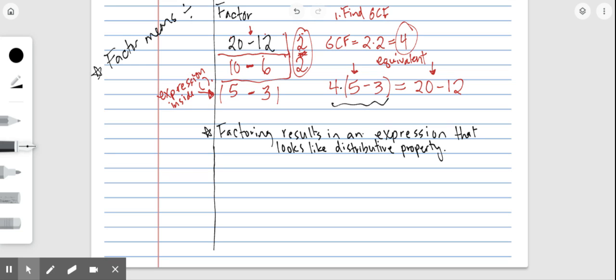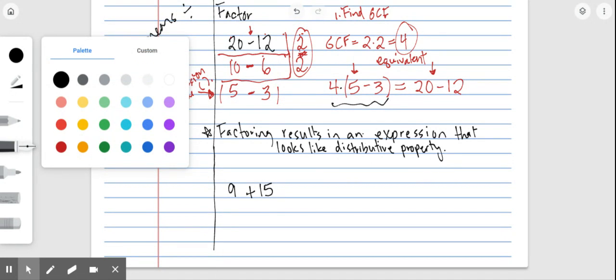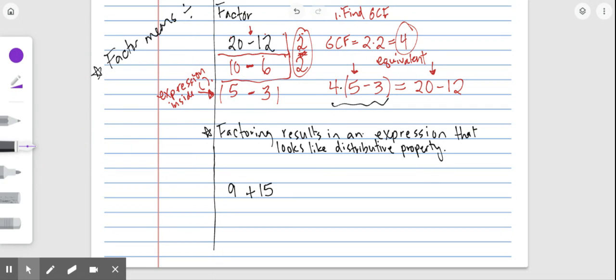All right, so let's try another example where, again, we're factoring using the greatest common factor. So I'm going to do, how about 9 plus 15? Okay. So again, I keep the addition sign, and this time I'm going to use a different color just for differences. So the first thing we do is find the GCF, or greatest common factor. Because we want to factor it, we want to divide by the biggest number that we possibly can.